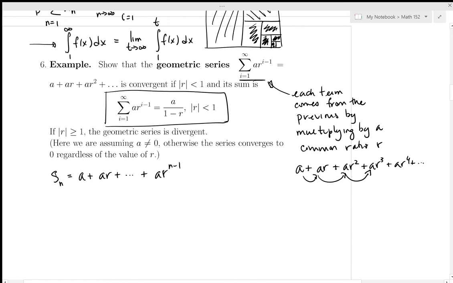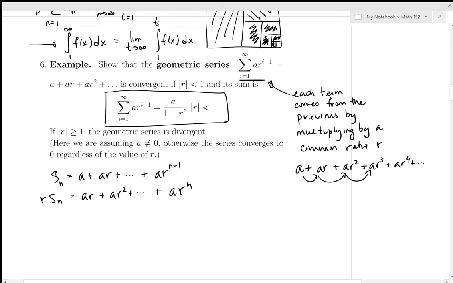And then what I'm going to do is multiply both sides by r. So that'll get me r times Sn, and that will be equal to ar plus ar squared plus dot, dot, dot plus ar to the n. I just simply multiplied both sides by r.